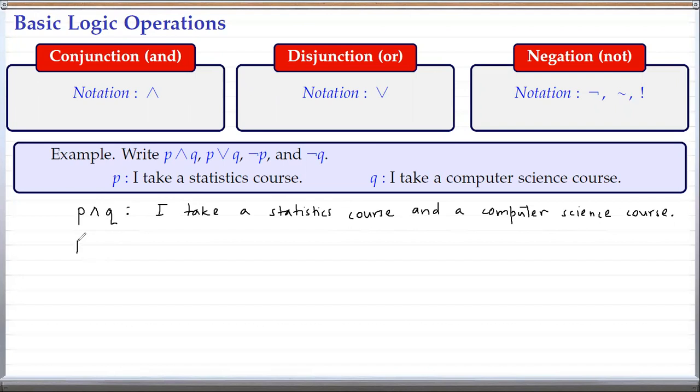Next, let's write down P or Q. So this will be: I take a statistics course or a computer science course.